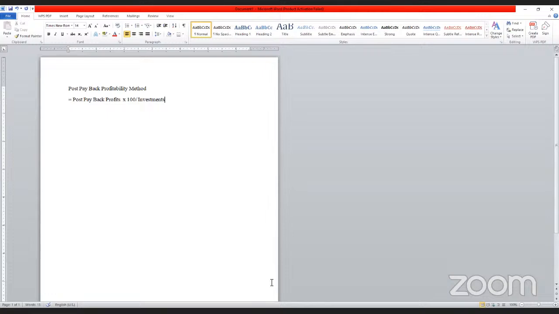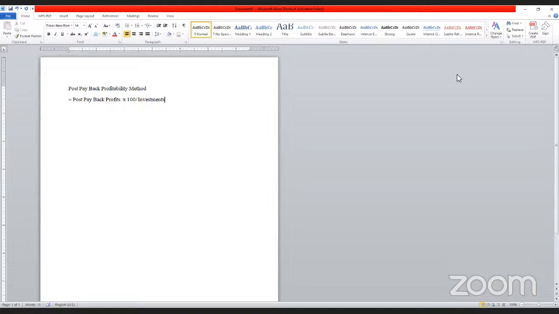In spite of these limitations, this method can be used in evaluating the profitability of short-term and medium-term capital investment proposals. These are what we discussed in the previous class, the traditional approach of the payback period method. Now there are some improvements to the traditional approach.